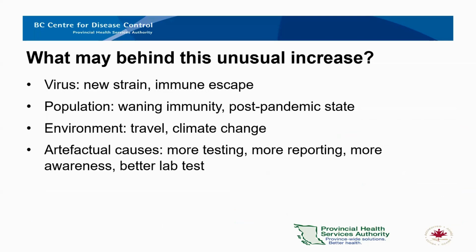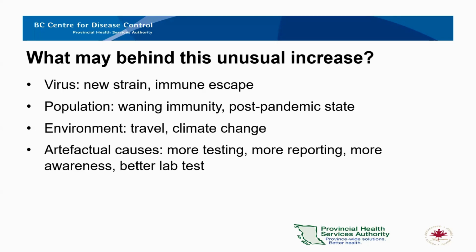When we think about this from an epidemiological perspective, we have various hypotheses. Is this a new virus? Is the virus changing, so that it's a new strain, or is there some mutation that causes a bit of immune escape? Are there changes in the population, like waning immunity? We haven't seen this virus for a long time. Maybe something special about the post-pandemic state, where in general we saw less circulation of typical pathogens in our day-to-day lives. Potential environmental factors like travel, or long-standing changes related to climate change.